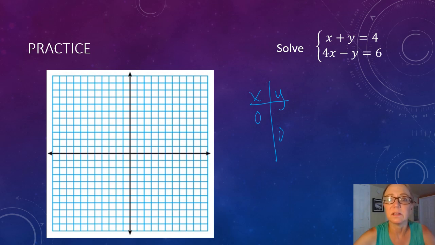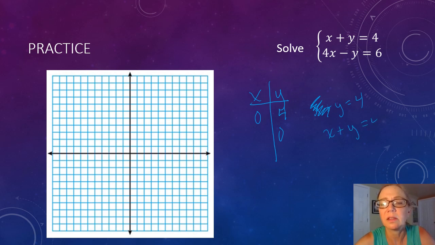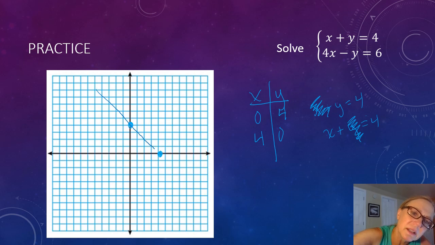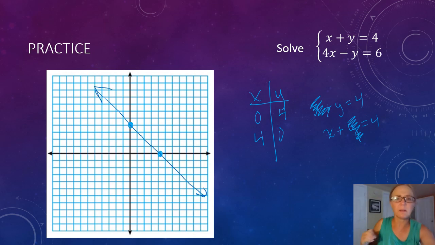When you plug in 0 for x in the first equation, the x goes away and you have y = 4. When you plug in 0 for y in the first equation, the y goes away and you have x = 4. 0, 4 is 0 up 1, 2, 3, 4 on the y-axis, and 4, 0 is over 4 on the x-axis. And so I'm going to draw a blue line through those 2 points. All right, that's not too bad.